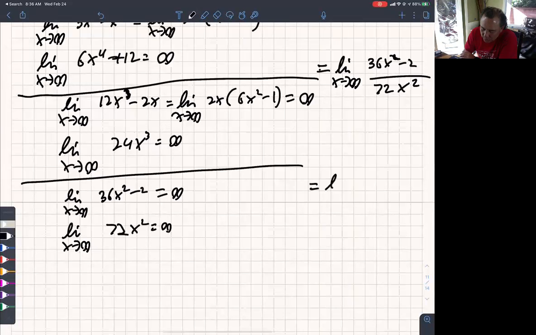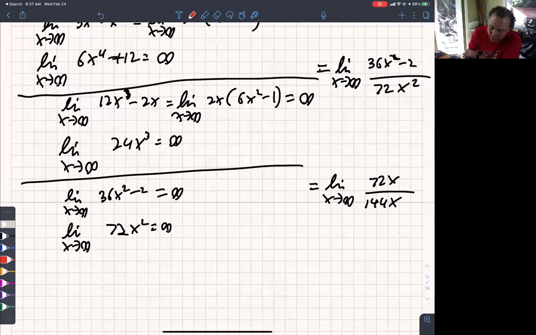So I can say this equals the limit as x goes to infinity of 72x over 144x. Now, something nice happens at this point. We can cancel the x's out. We couldn't prior because it's 2, so I couldn't cancel these, but now I can cancel these and I have my answer. So this is going to be 72 over 144, which is 1/2.